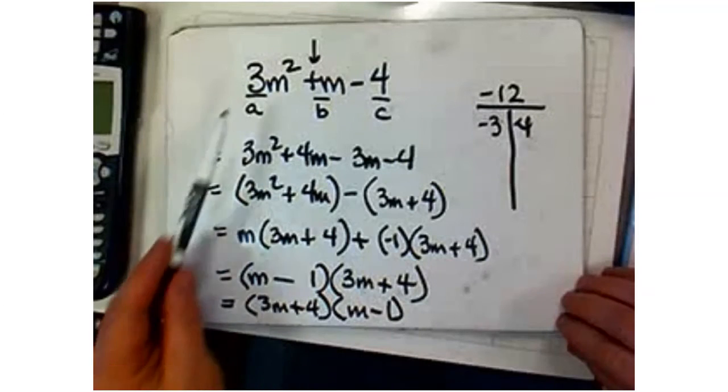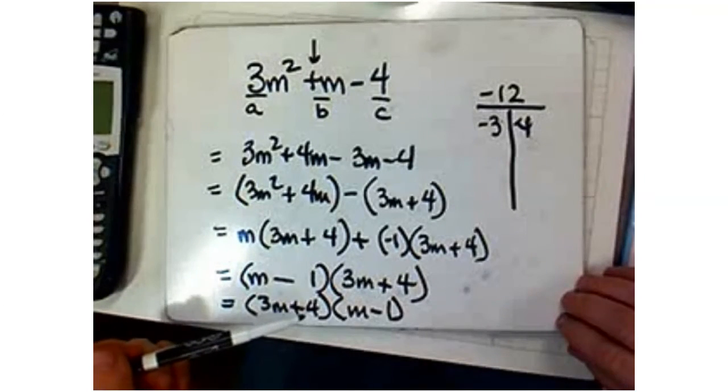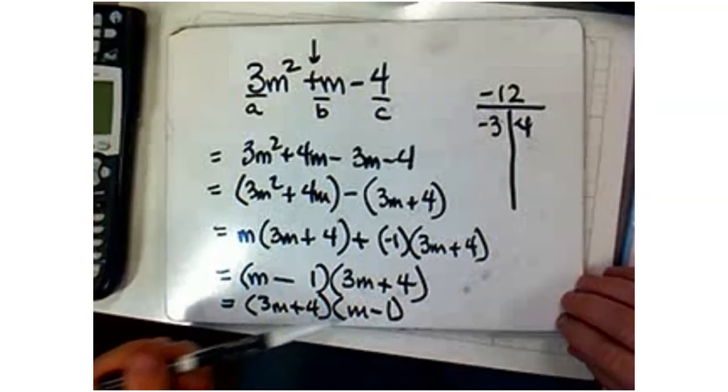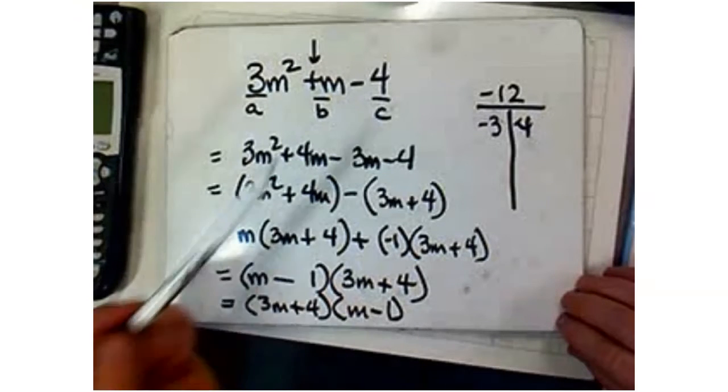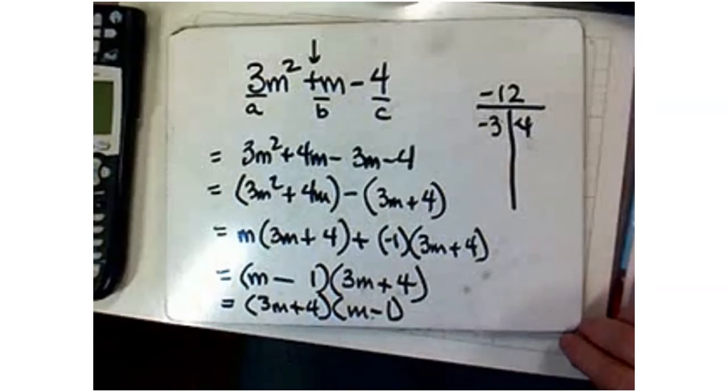3m times m is 3m squared. 3m times -1 is -3m. 4 times m is 4m. We combine those together, we get our m. And 4 times -1 is the -4. So this is factoring using your AC method and your grouping method. Grouping and greatest common factor.